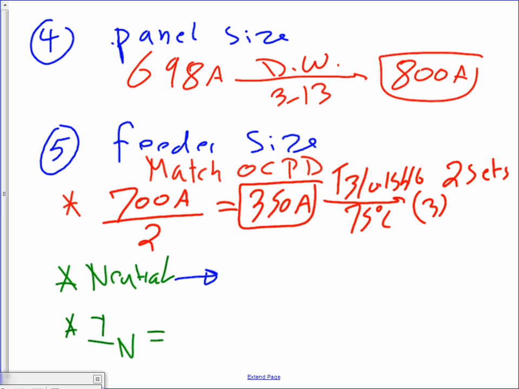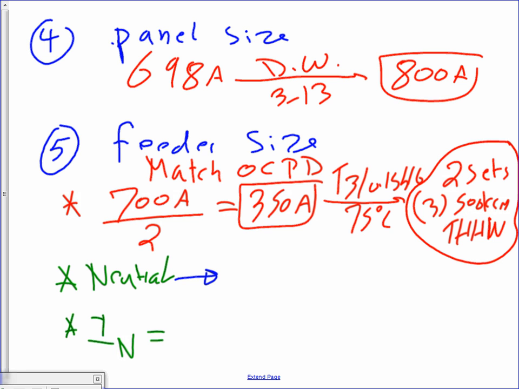500 kcmil THHW, most likely. And that's the size of the phases. Does that make sense? 3 conductors for the 3 phase. Now we're going to go find the neutral when you guys are done. The neutral will be different. We'll go size the neutral.